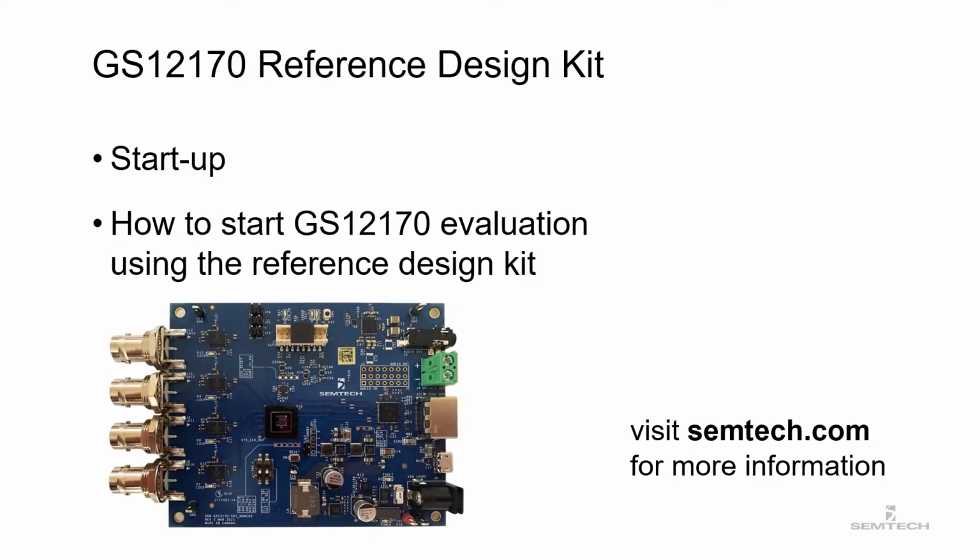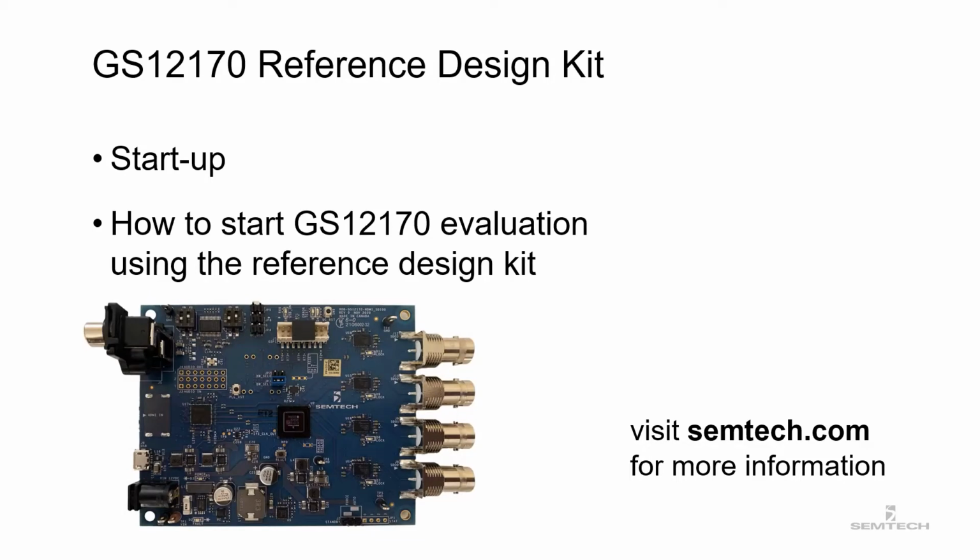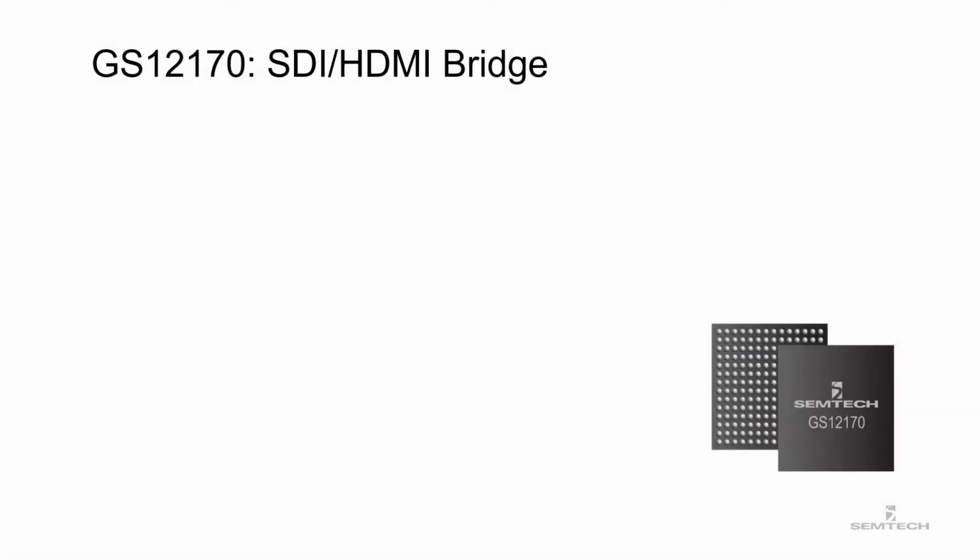RDK GS12170 S2H is for SDI to HDMI mode evaluation. RDK GS12170 H2S is for HDMI to SDI mode evaluation. If you want more information such as the datasheet, the application notes, RDK user guide, schematic and layout, please visit semtech.com. Before the demonstration, I'd like to briefly introduce the GS12170 SDI HDMI Bridge key features.